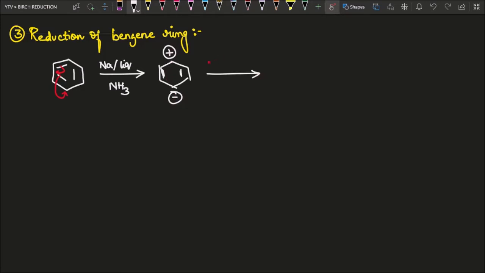In the next step, the same process. Ethanol is going to provide H plus. That H plus is going to be accepted by this negative charge, and this is going to get converted into hydrogen. So here two hydrogens are added. One hydrogen is added, and already one hydrogen was present. Again this positive charge is now going to get converted into an anion.